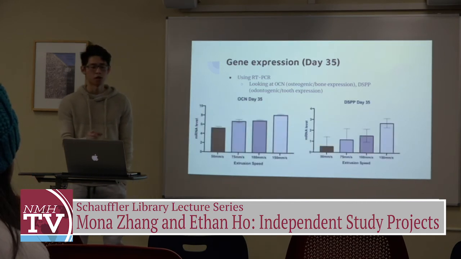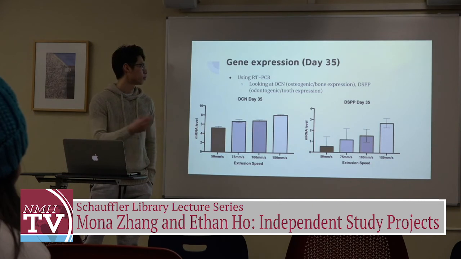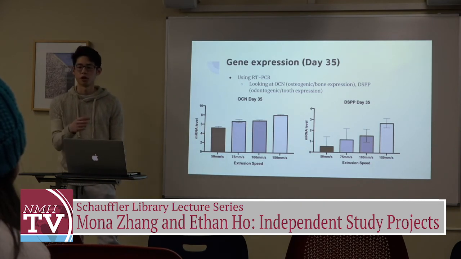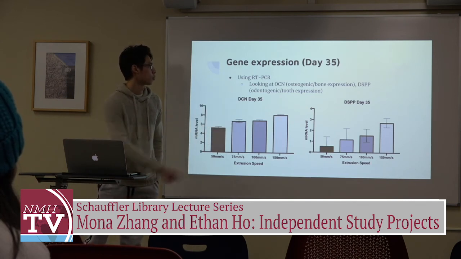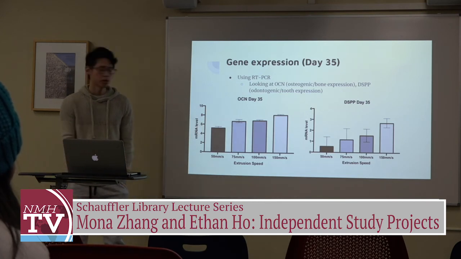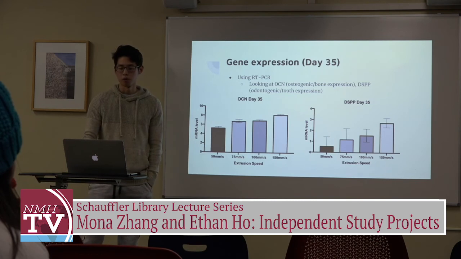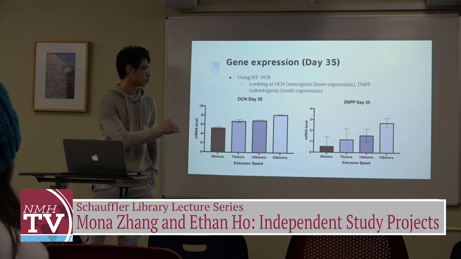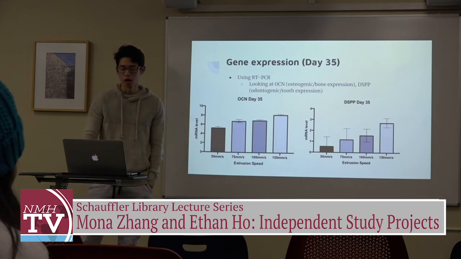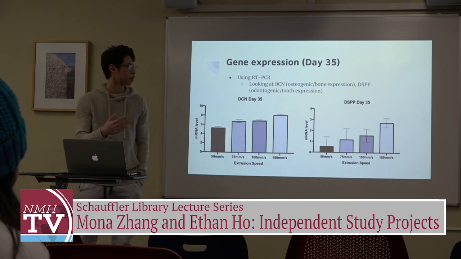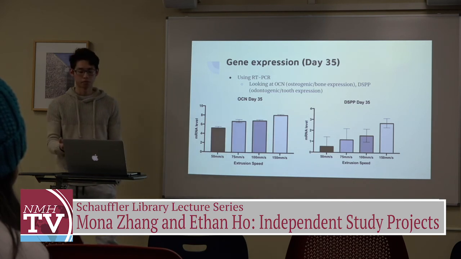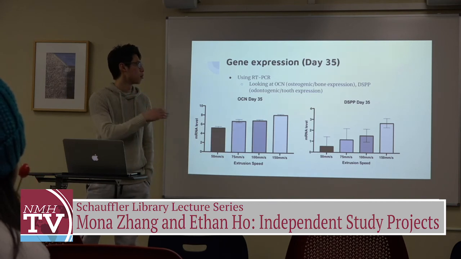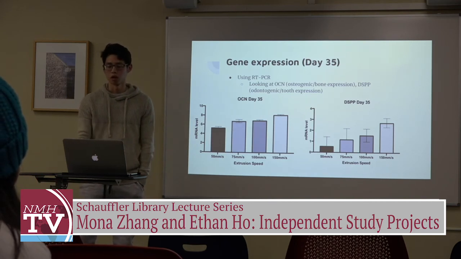And we look at two types of mRNA or primers, which is just the gene part of the cell. The OCN one shows bone expression, and the right one, DSPP, shows tooth expression. We can see from the two graphs that in both groups, when the extrusion speed increases, the upregulation of these genes is greater, and they're increasing in these cells as well. So we conclude that the higher the extrusion speed is, the more bone and tooth expression appears in these cells.